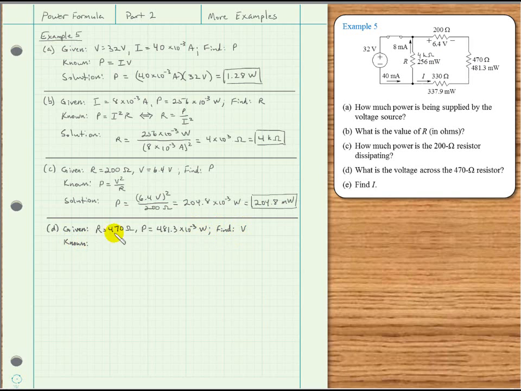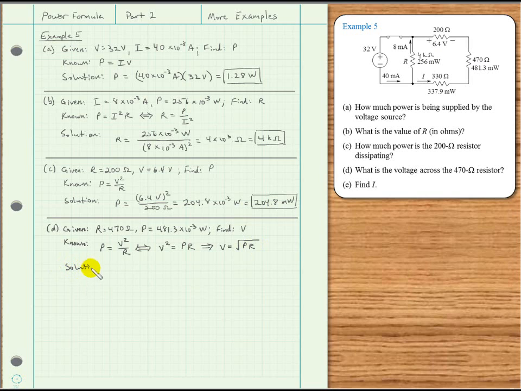What relationship do we know that relates voltage, power, and resistance? Well, we know that power for a resistive circuit can be written as V squared over R. And we're trying to find this V. So let's rearrange that algebraically. I'll multiply both sides by R, and I'll get V squared equals P times R. And then I will take the square root of both sides, and I will get that the voltage we're looking for is equal to the square root of P times R.